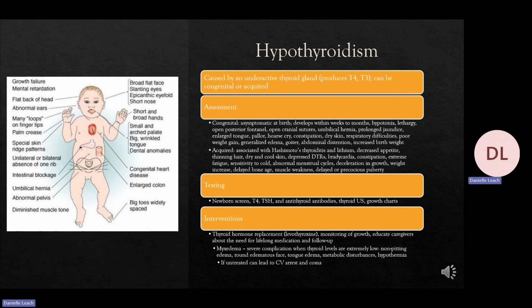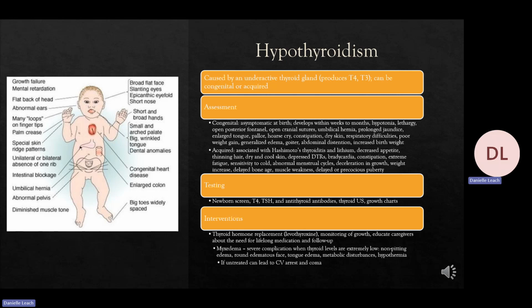The onset could be related to an immune condition known as Hashimoto's thyroiditis. Medications can also cause it, such as lithium, that interfere with thyroid synthesis. Symptoms could be decreased appetite, thinning of the hair or losing hair, dry, cool skin, depressed tendon reflexes, bradycardia, constipation, extreme fatigue, sensitivity to cold, abnormal menstrual cycles. They can also have a deceleration in their growth. They could have a weight increase, delayed bone age, delayed dentition, muscle weakness, and delayed or precocious puberty.